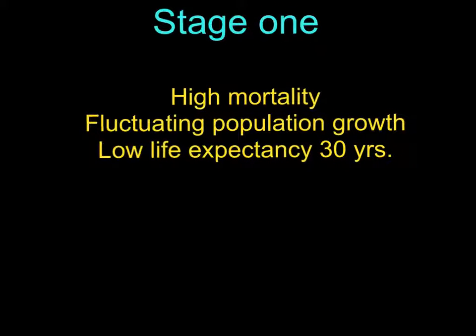So let's talk about the stages and answer part A. Stage 1 is characterized by high mortality, fluctuating population growth, and a low life expectancy of around 30 years. There are currently 0 countries in this range.